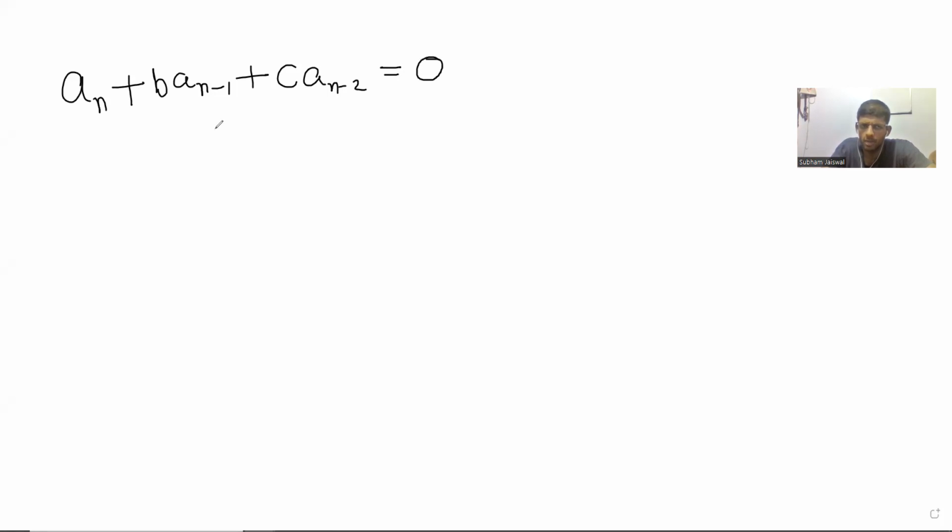B and C are some numbers. And also, obviously, two initial numbers have to be given. Let us say that A1 and A2 are given numbers. Obviously, now you can put values and find A3, find A4. We have done examples of this.